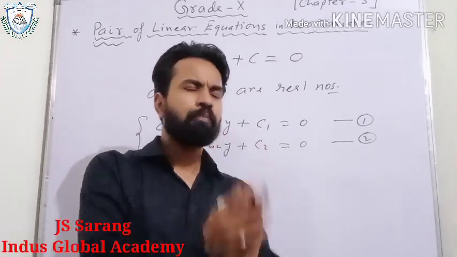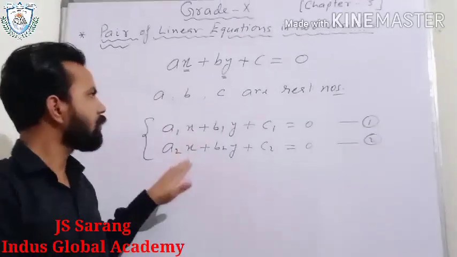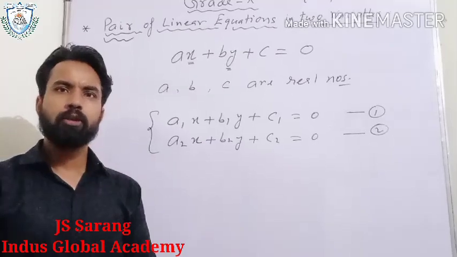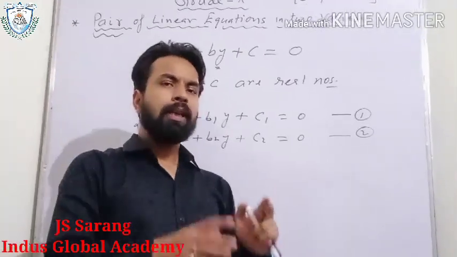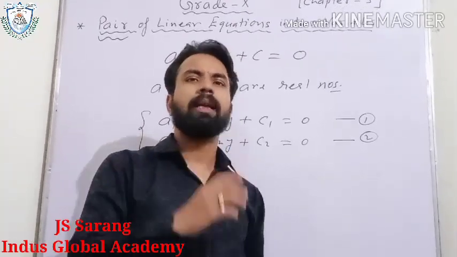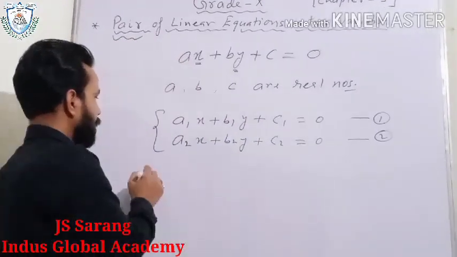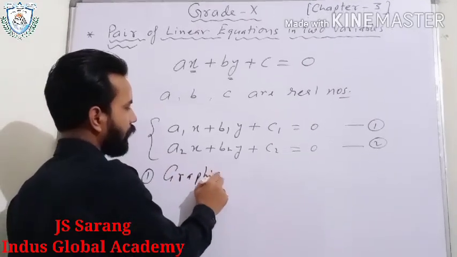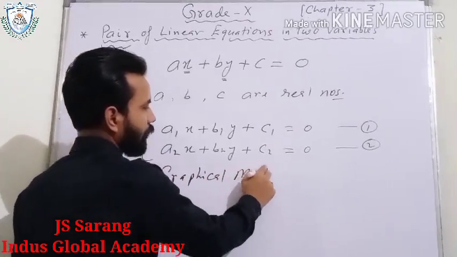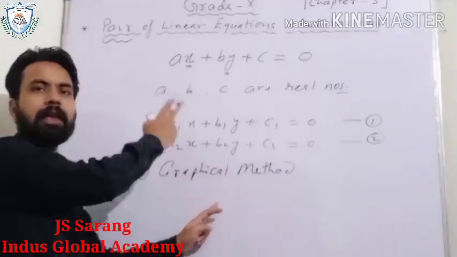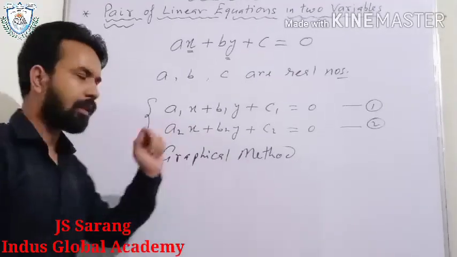Understood? Okay, now how can we find the solution of these pairs of linear equations in two variables? So beta, we can find the solution of a pair of linear equations in two variables by four methods. The very first method is the graphical method.